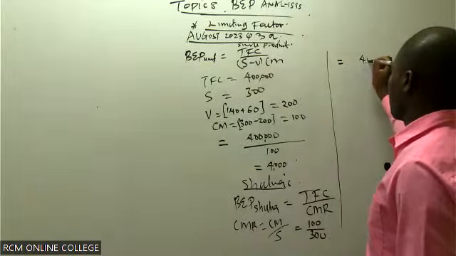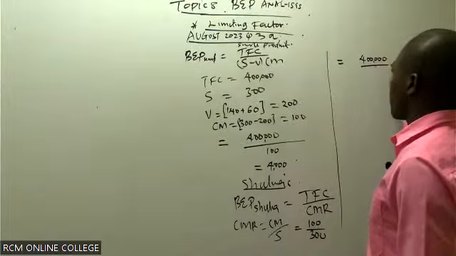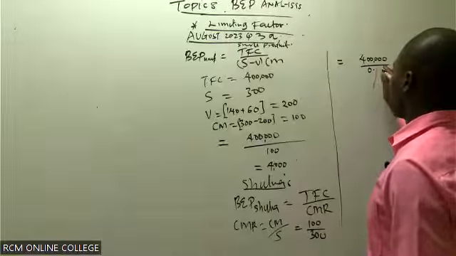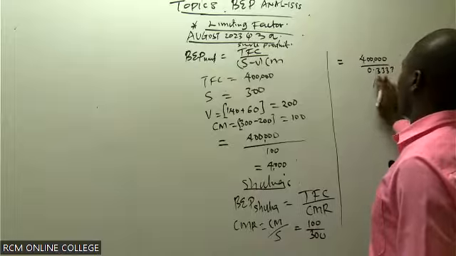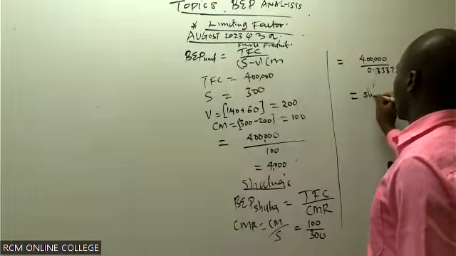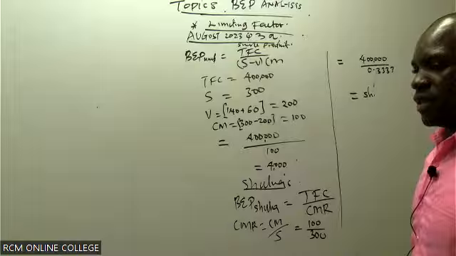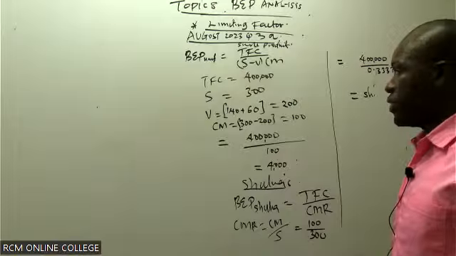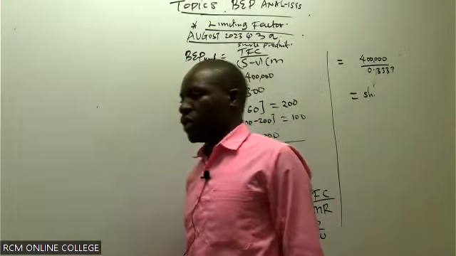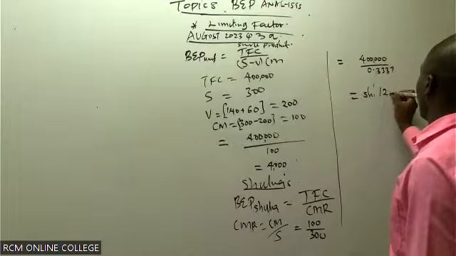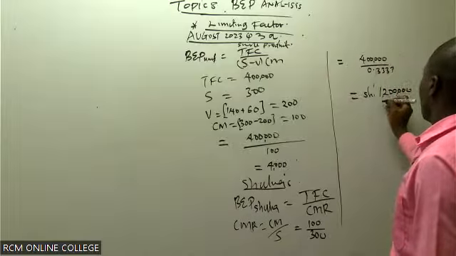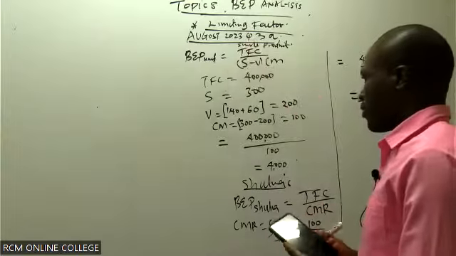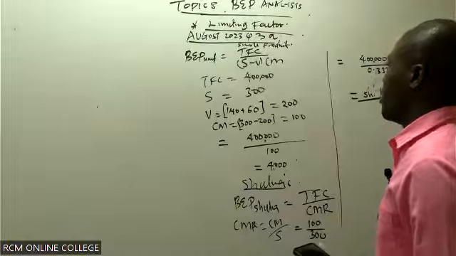Total fixed cost, 400,000, divided by the ratio, which is 0.3. What is our shillings? Break-even point in shillings is how much? 1.2 million, that is 1,200,000. So that is the break-even point in shillings of a single product. That is the break-even point of single products.